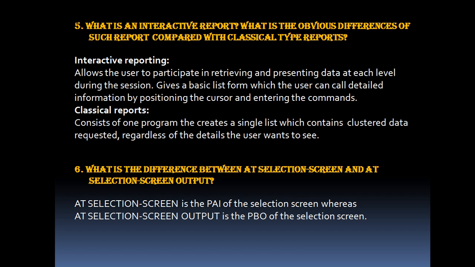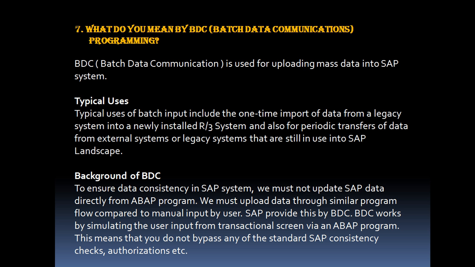Then we have, what is the difference between AT SELECTION SCREEN and AT SELECTION SCREEN OUTPUT? Now one is process after input and the other is the output. So AT SELECTION SCREEN is the process after input of the selection, right? And AT SELECTION SCREEN OUTPUT is the PBO, which is process before output, for the same selection screen. Now this is where we use PAI and PBO in module pool programming, right?